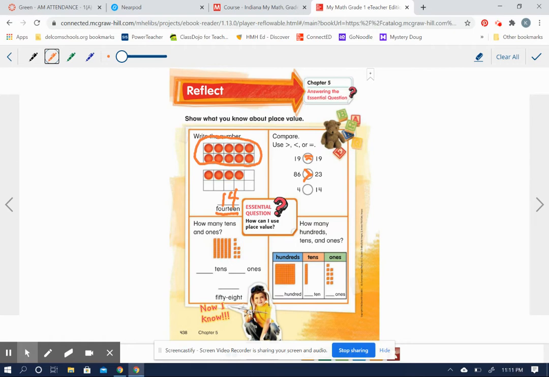And how about comparing 4 to 14? We would say that 4 is which? Yes, it's less than 14. So the alligator would want to be eating the 14. So it would be facing the 14 to chomp, chomp, chomp and eat it.